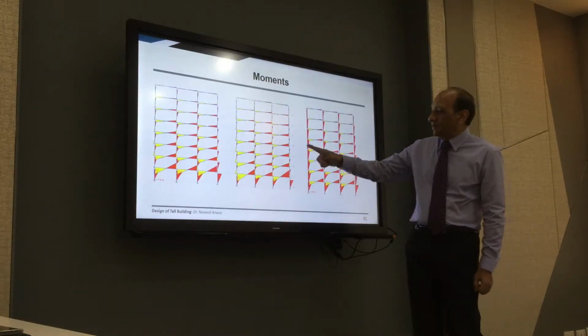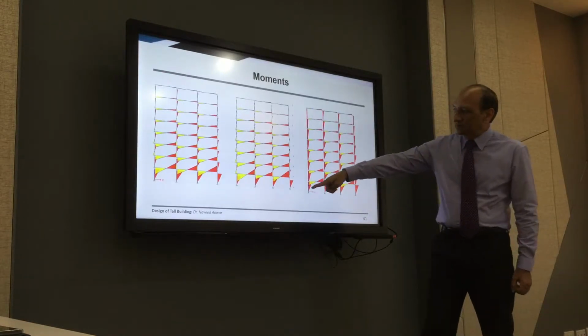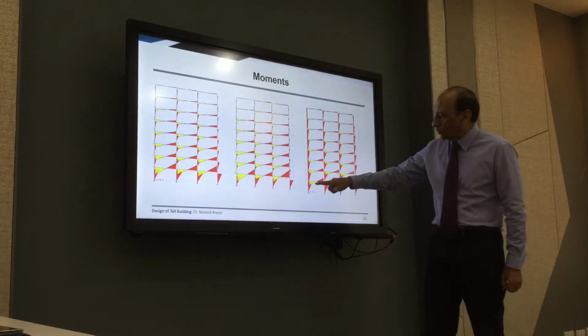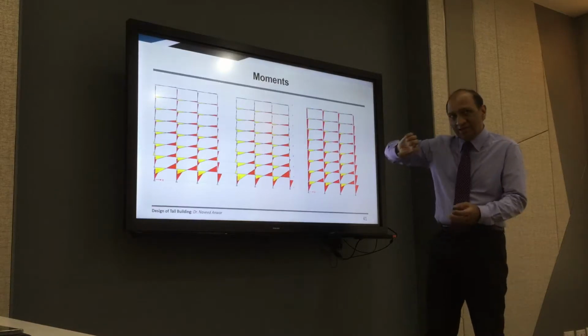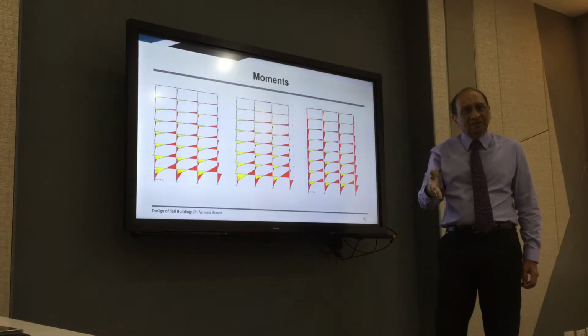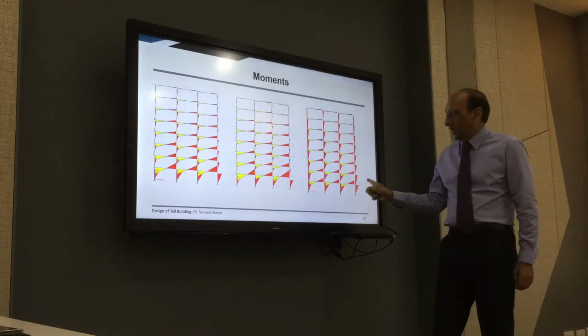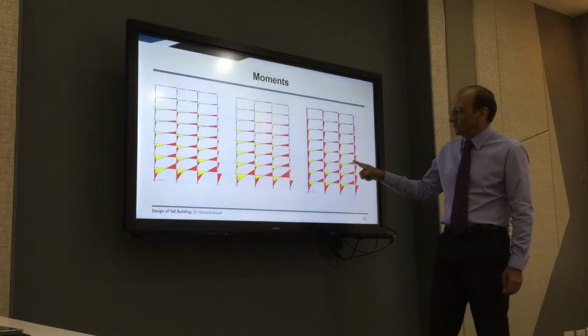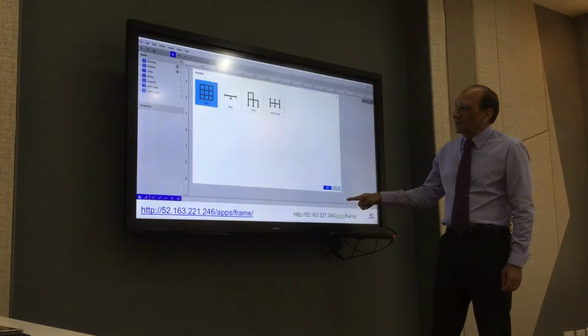So you can see from the bending moments, here negative and positive, here only one direction. That means the column is not undergoing double curvature, it's just bending like a simple cantilever. It will not be so effective. And if you look at the shear at that point, you can see.